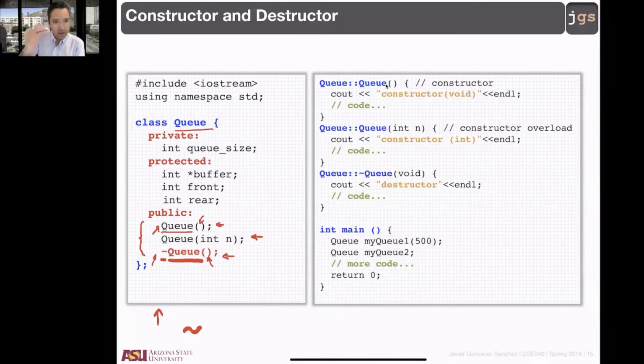Good. I want to put a body to them, just like with any other method. Name of the method, name of the class, scope resolution operator. You are noticing there is no type before because the constructors do not have a type. Destructor, same. Our new character as a prefix, the name of the class, that one is a destructor.